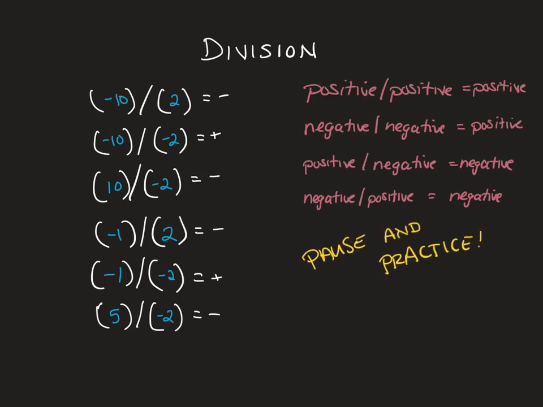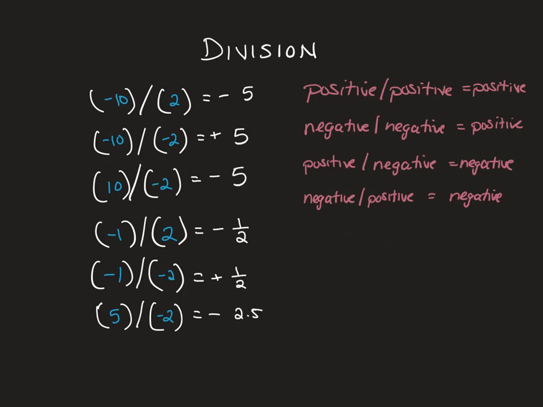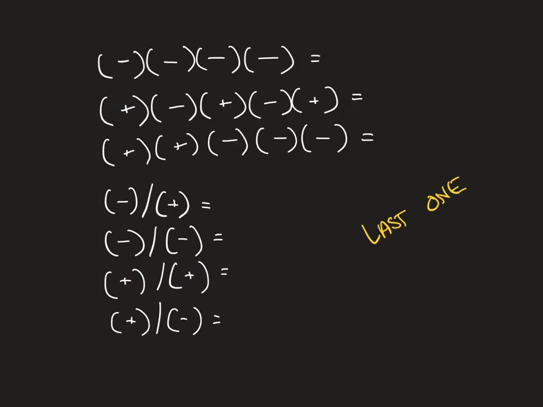Now pause and try to find the numeric values that go with the signs we've indicated. The answers in order are negative 5, positive 5, negative 5, negative 1/2, positive 1/2, and negative 2.5 or 2.5. Again, for the positive answers, we can remove the positive sign without affecting them. But for any negative answers, the negative sign must be there for the answer to be correct. Let's try one last practice.